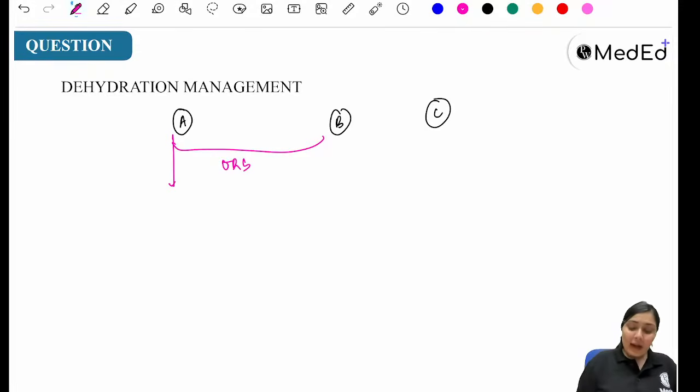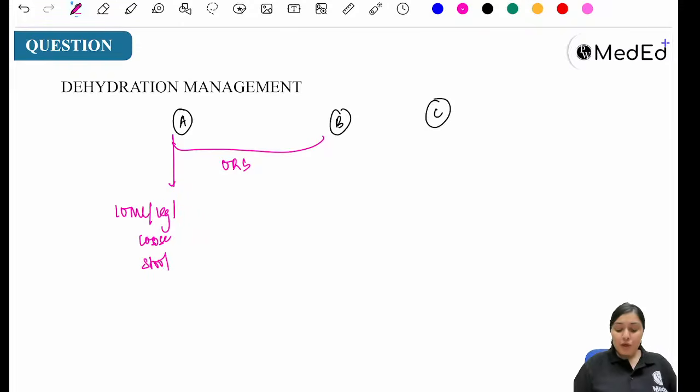In A, I have no dehydration. So just you have to replace the ongoing losses. So 10 ml per kg per loose stool would be given. Right? So for example, if the child is 10 kgs and passing one loose stool, so 10 into 10, that means 100 ml. So per loose stool, I will tell the mother of the child that as the child passes one loose stool, give 100 ml of ORS.